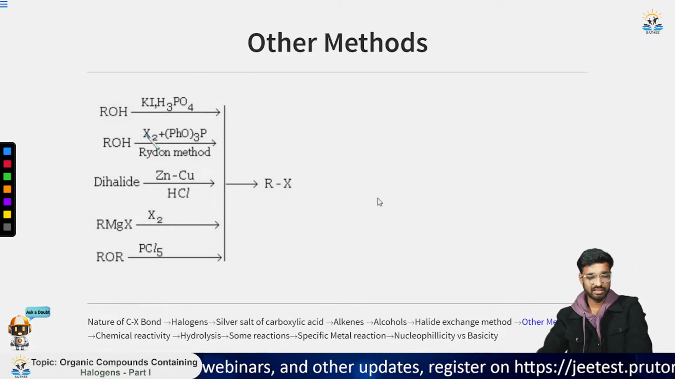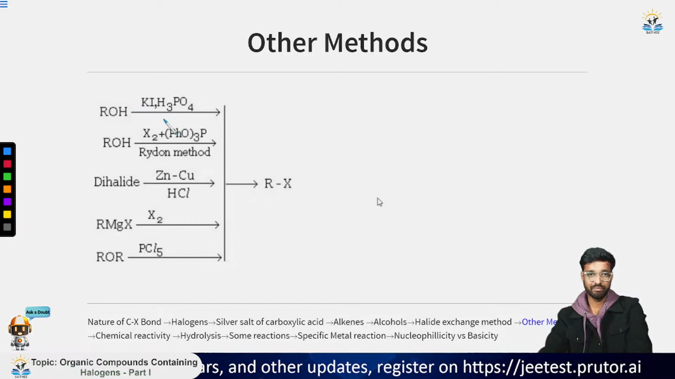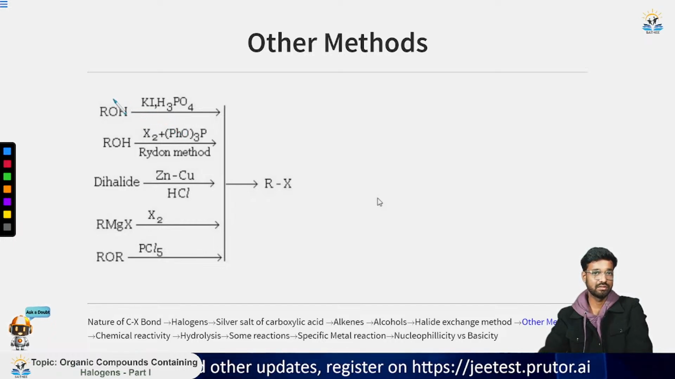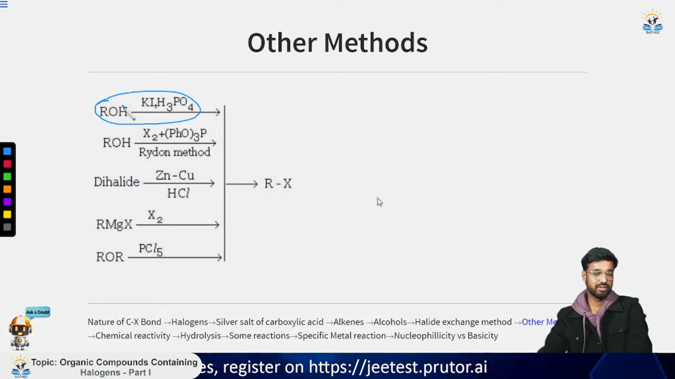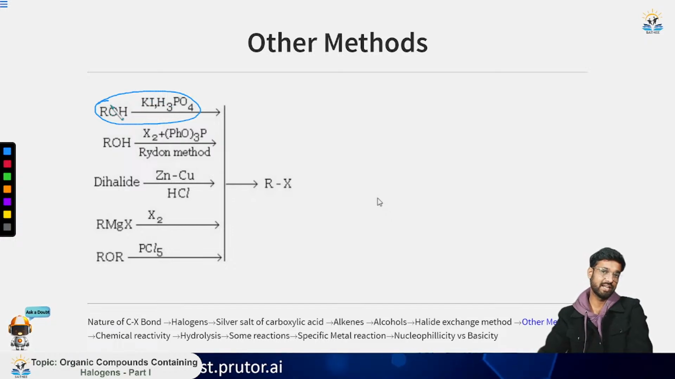Now here are some common methods that are written here, so you can remember them; it will help in transformation. We take ROH, KI and H3PO4, then we will get a similar reaction. H3PO4 is acidic in nature, so it will protonate the alcohol. Now this I minus will attack the R and we will get RI.